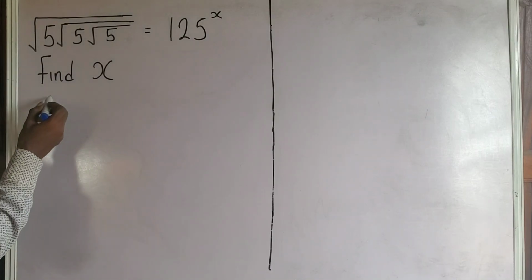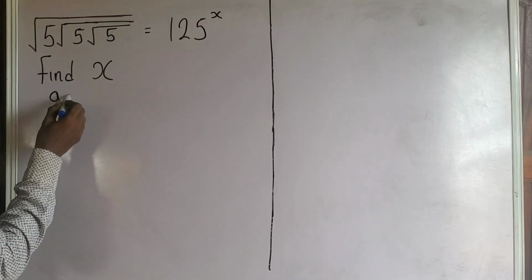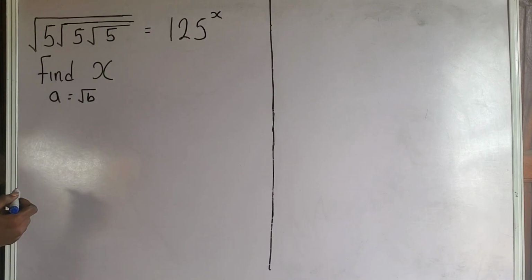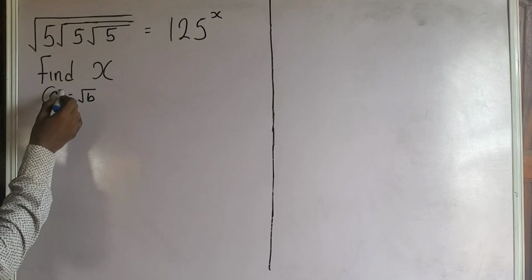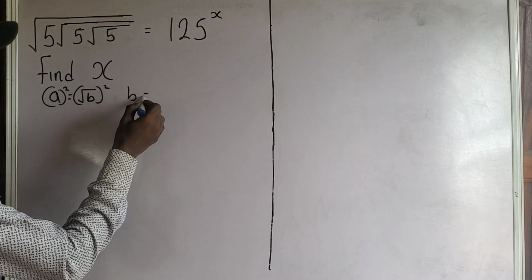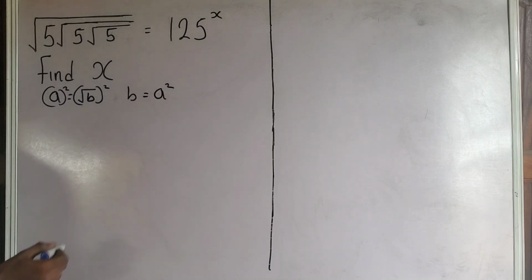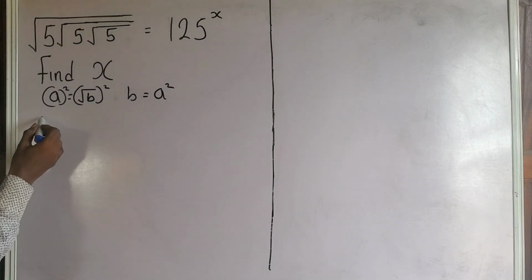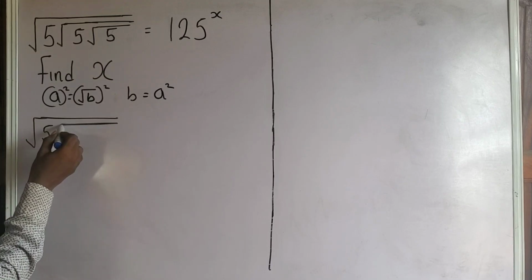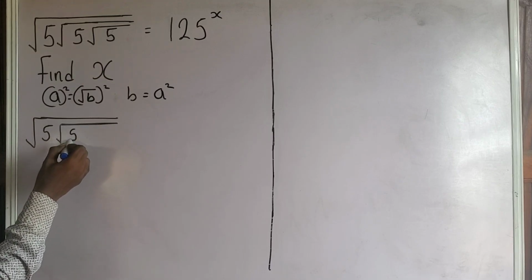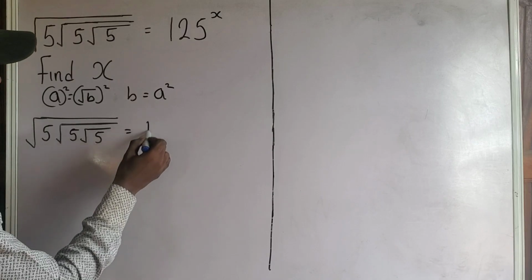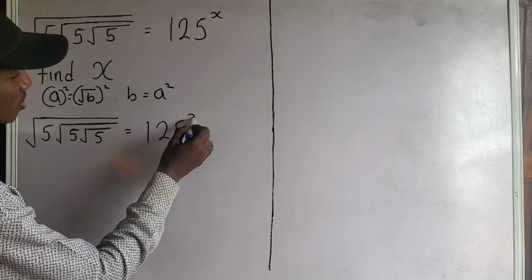If you have a equals square root of b, if you want to get the value of b, what do you do? You square both sides, right? You square both sides. Is that not it? So b will be equal to a squared. Is that not it? Now, we have the square root of 5 multiplied by the square root of 5 multiplied by the square root of 5 equals 125 raised to the power of x.